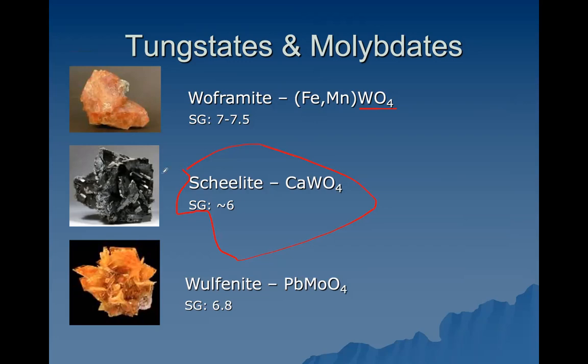Then there's another one, a very rare one. It's wulfenite, which contains lead as well, right? Lead and molybdenum in the form of a molybdate. So here you have tungsten, here you have molybdenum, right? Molybdenum and tungsten are there.